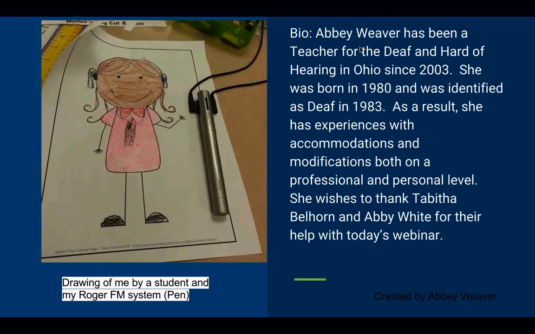Really, accommodations and modifications happen everywhere. And this drawing that you see was done by one of my students, and that's me wearing the Roger FM and my blue hearing aids. So it really is just important to be aware of what we're showing our students, because they really are picking up on messages that we're putting out there about accommodations and modifications.